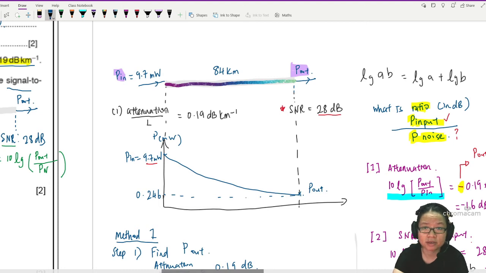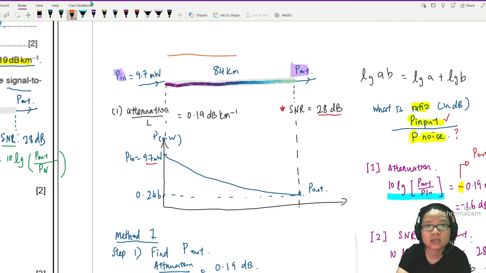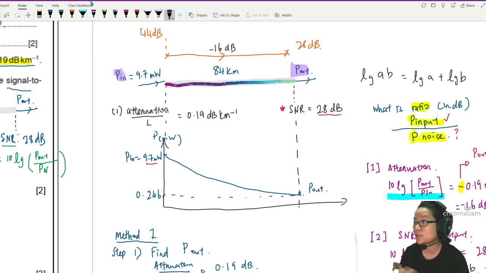This is 28 decibel, and the attenuation is dropping at 0.19 decibel per km. So when you travel down here, totally you will minus 16 decibel. At this point, you are at 28 decibel. So this point is 44, because 44 minus 16 is 28. So this is actually what they want you to do.